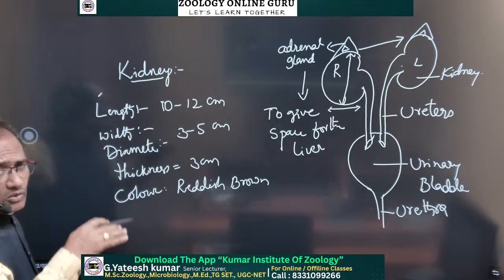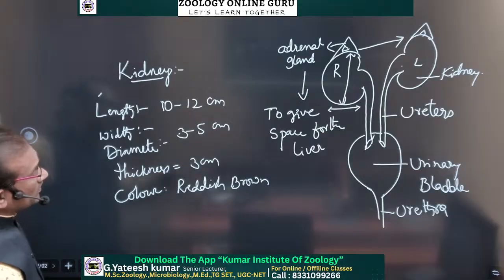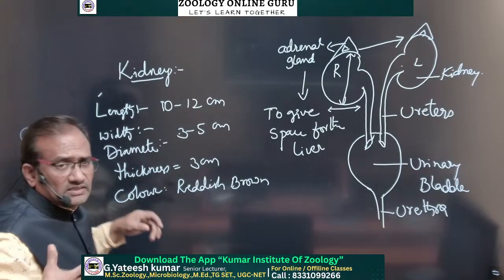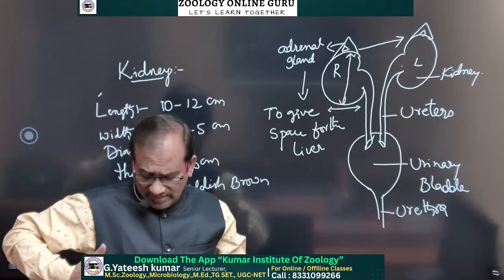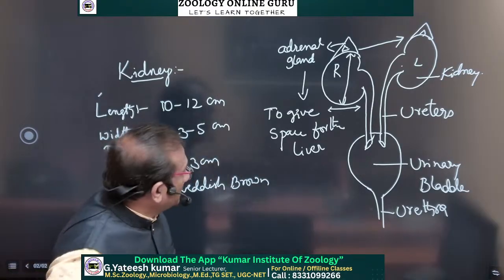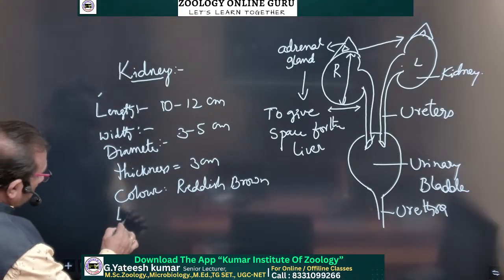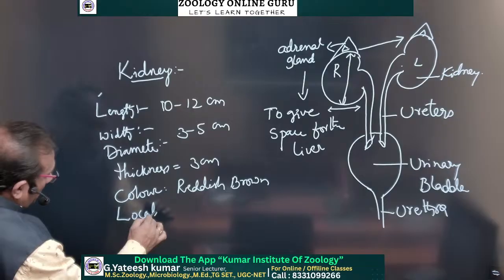There are two kidneys, right and left. The right kidney is somewhat lower compared to the left kidney, to give space for the liver. This is the right side kidney, somewhat below. They are actually present on the back side. Okay, next, the location where they are present.